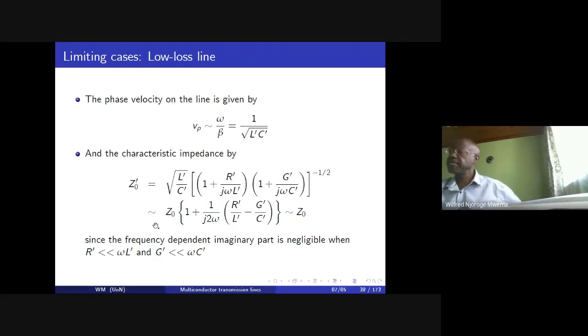And we see that since these ones are very small, this is small and that is small, then their difference must be small as well, and we can always assume that this one is much smaller than unity, and therefore say that even for low loss, the characteristic impedance is just going to be approximately that of a loss-free line.